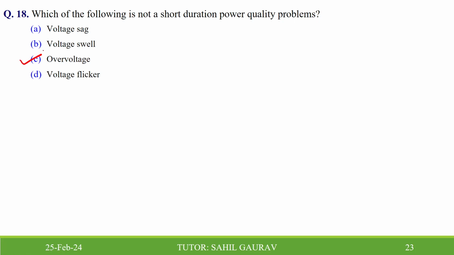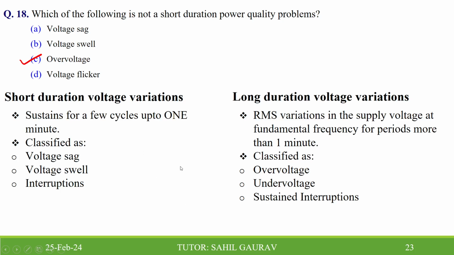Voltage sag, voltage swell, voltage flicker, all are short duration voltage variation. Here it is asking about not a short duration. So over voltage is a long duration voltage variation. So just take note of this thing.